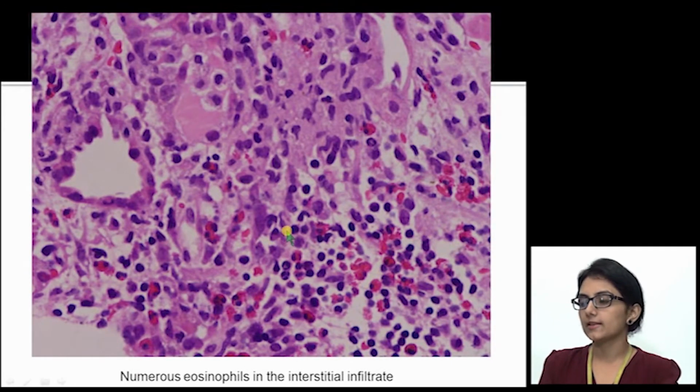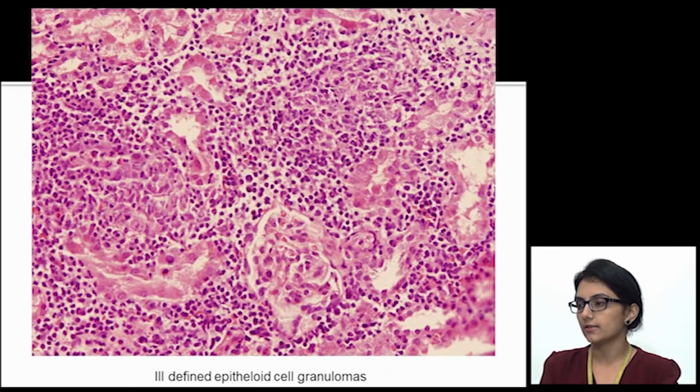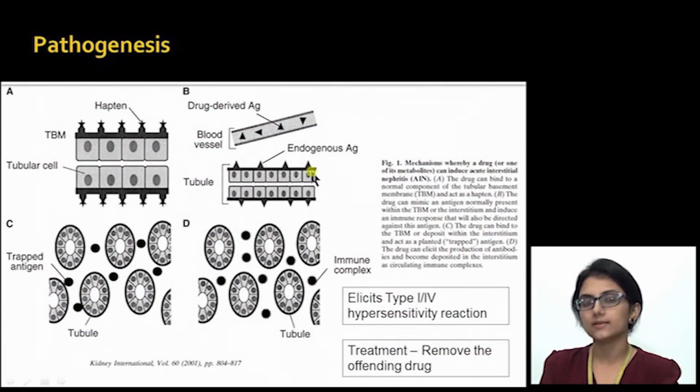And that's what it looks like to us under the microscope. Here it's definitely an acute interstitial nephritis, a lot of eosinophils there, and they're hitting the tubules as well, causing a tubulitis. So eosinophils are a hallmark of an acute drug-induced interstitial nephritis. In some cases, for example, with methicillin, you can see presence of ill-defined granulomas, like you can see here in this slide. What is the pathogenesis?